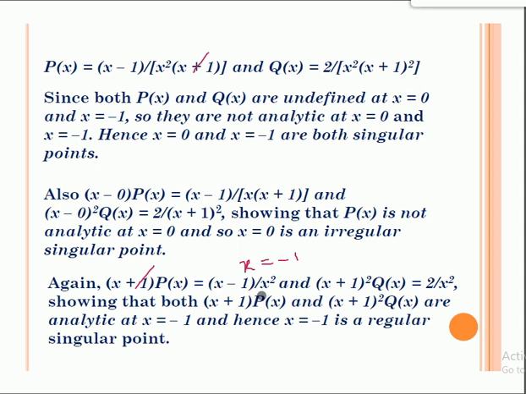Then go to the next one: x minus x naught whole square, with x naught being minus 1, that is x plus 1 whole square into q of x, which equals 2 divided by x square into x plus 1 whole square. The x plus 1 whole square terms cancel. What is remaining is 2 by x square. Then substitute x equal to minus 1: 2 by minus 1 whole square, that is 2 by 1, that is 2. Here the first term and the second term both come out as finite values. They are not going to infinity. That means x equal to minus 1 is a regular singular point of the given differential equation.